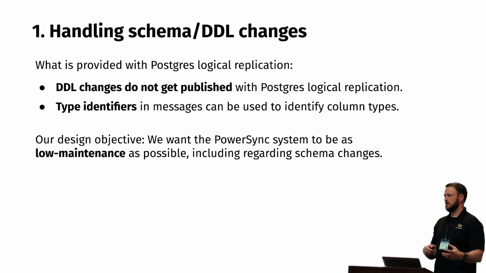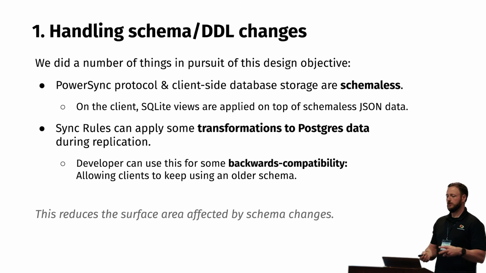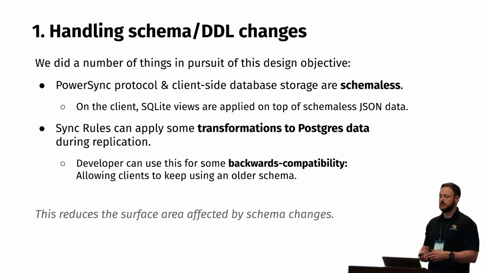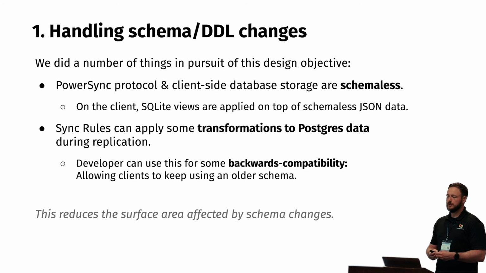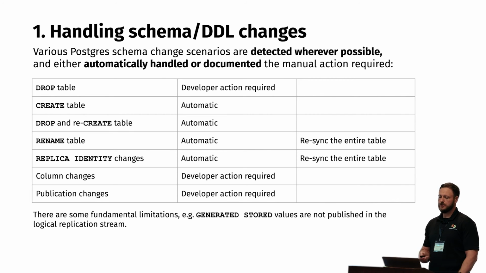So our objective was to make the system low maintenance, including regarding schema changes. So there's a few things that we did right off the bat in pursuit of that design objective. And this is one of the big reasons why we made the PowerSync protocol and client-side database storage schemaless, and then we apply SQLite views on top of the schemaless data. So schema migrations hardly affect the client-side database. And then also sync rules can apply some transformations to the Postgres data during replication. So this means that the developer can use that for backwards compatibility. So they can allow the clients to keep using an older schema even if the Postgres schema has actually changed. So that reduces the surface area that's affected by schema changes in the system.